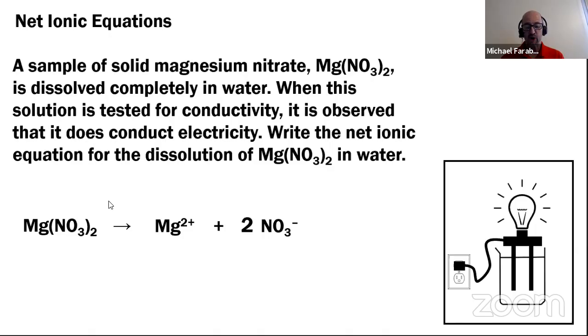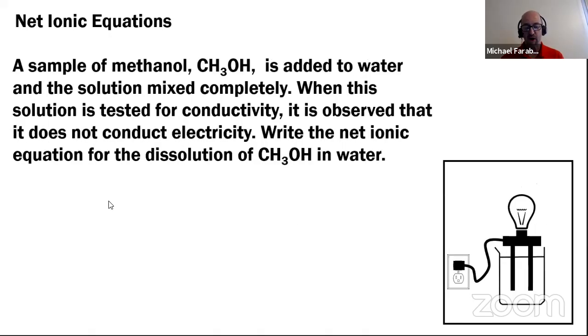All right, here's another example of a substance. And notice that the light bulb is on in this picture, but now it is off. A sample of methanol, CH3OH, is added to water and the solution mixed completely. When this solution is tested for conductivity, it is observed that it does not conduct electricity.